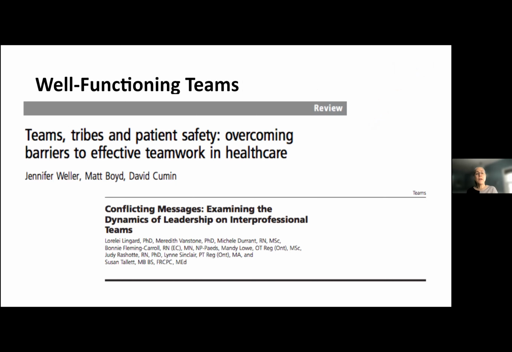And these are two groups that have studied healthcare teams in the wild, if you will. And Lorelei Lingard is well known in medical education, and her team noted that interprofessional teams are really quite hard to achieve.